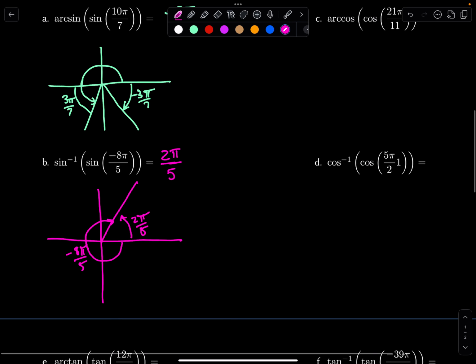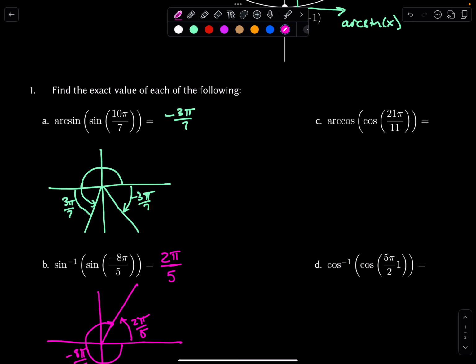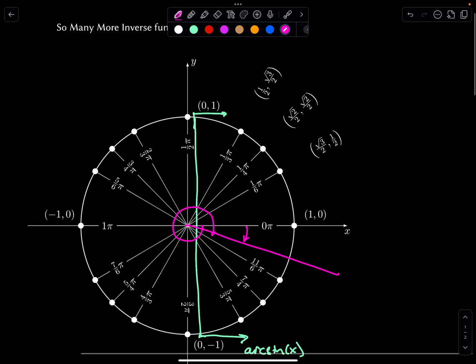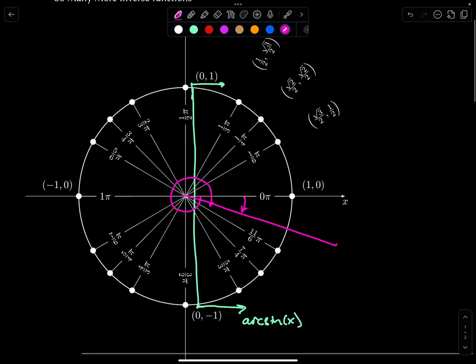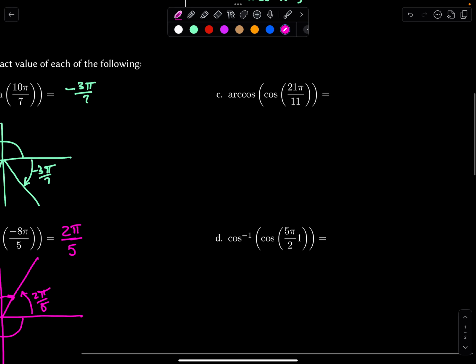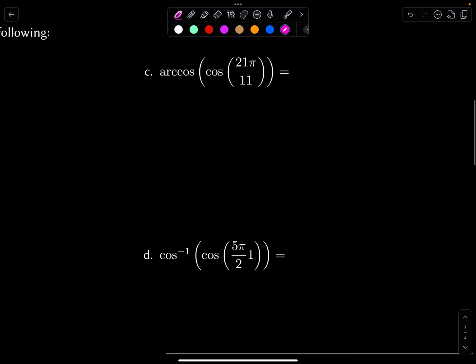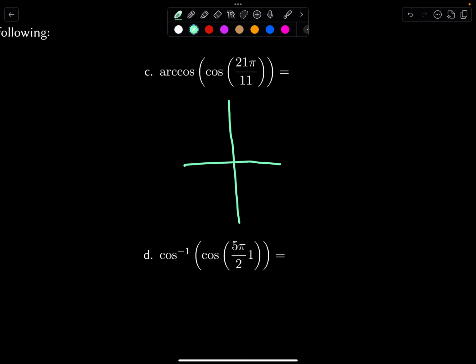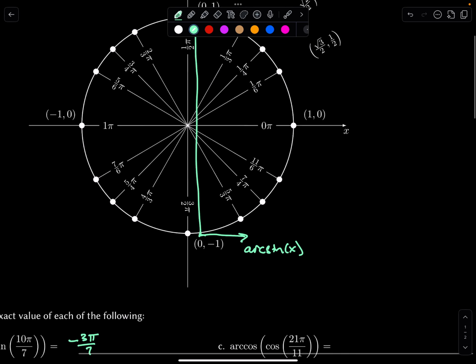Okay, so that's true for sine. It's also true for tangent, by the way. Tangent's a little different. So I guess we'll have to do some tangent problems. So let's do these cosines. Cosine is different. So with cosine, let's see. Let's go back up here to this circle.